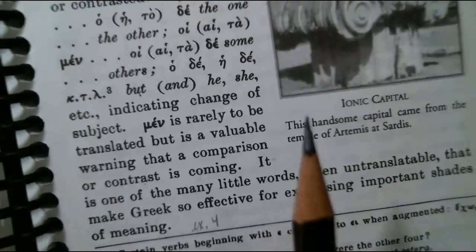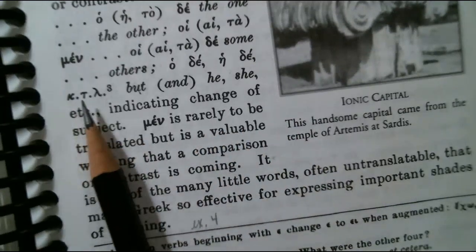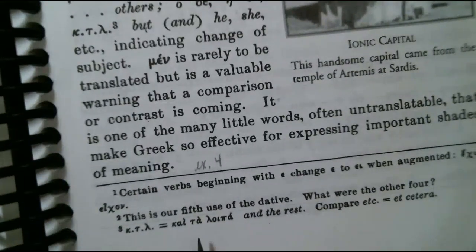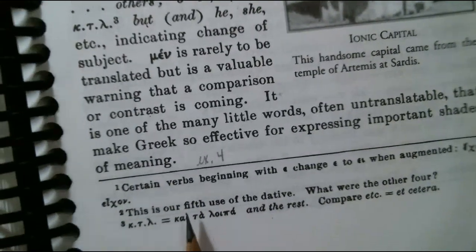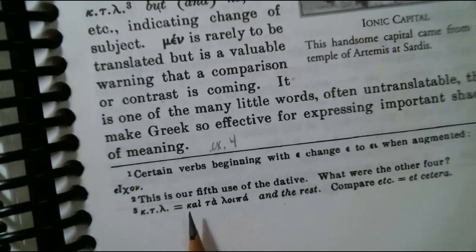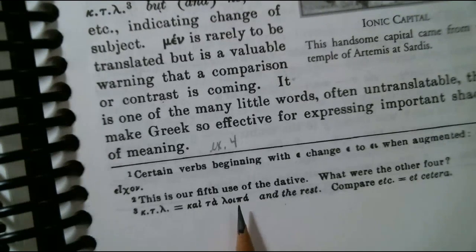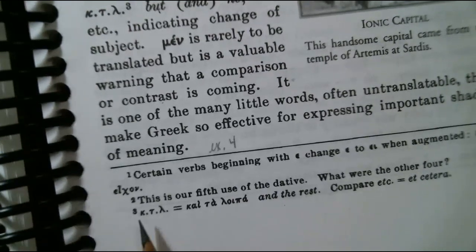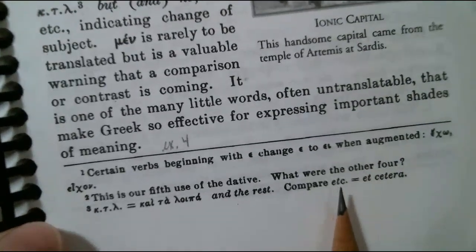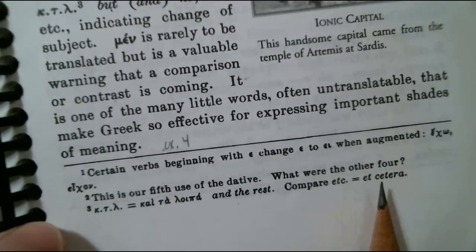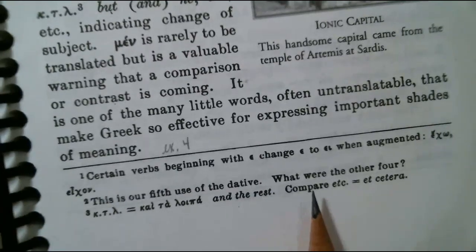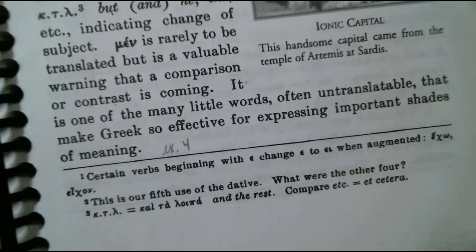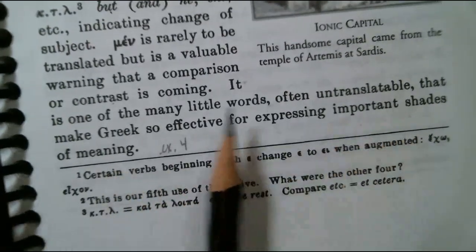All right, something that's just interesting is the kappa tau lambda. It stands for kai ta loipa. There at the bottom, they give you a note. So it means the things, and the rest, or the things remaining, the leftovers, you could say. That's what that means. It's similar to the Latin etc., etc., and following, right? So, yeah, that's just for fun. That is fun. All right, let's take a look here. Is there anything else we need to talk about?